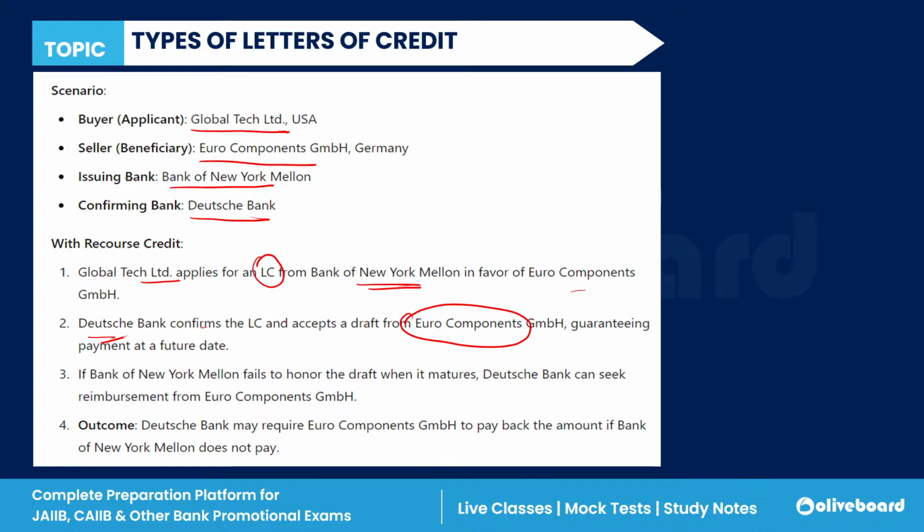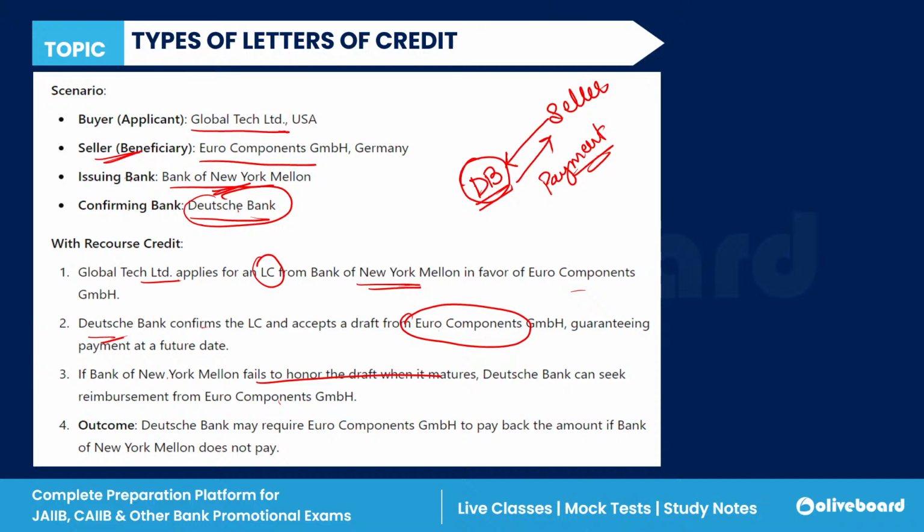Now, if the Bank of New York fails to honor the draft when it matures, Deutsche Bank has already done the payment. Deutsche Bank is the confirming bank, right? The seller has presented the documents or the letter of credit to Deutsche Bank, and Deutsche Bank makes payment to the seller. Now Deutsche Bank has to receive the payment from the issuing bank. If at the date of execution the Bank of New York, the issuing bank, fails to honor the draft, Deutsche Bank, the confirming bank, goes to the seller, which is the beneficiary, and demands repayment. It means that Deutsche Bank may require Euro Component to pay back the amount if the Bank of New York doesn't pay.